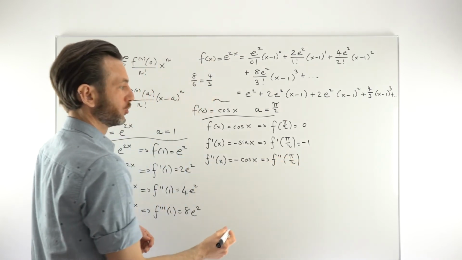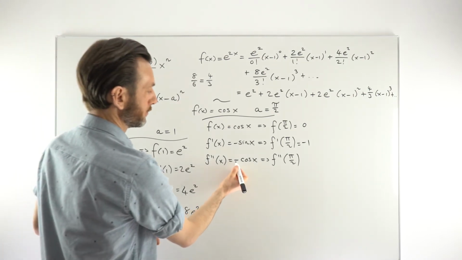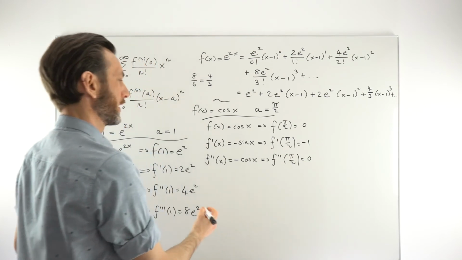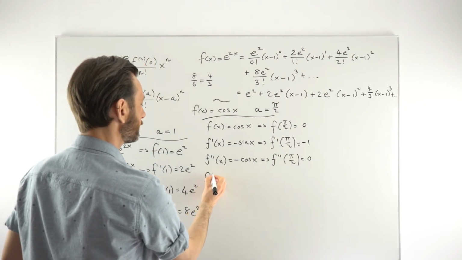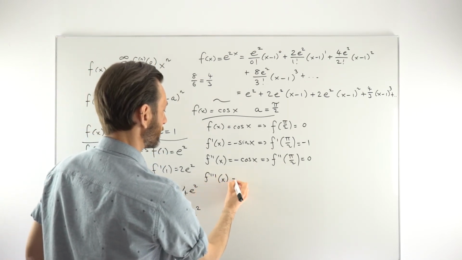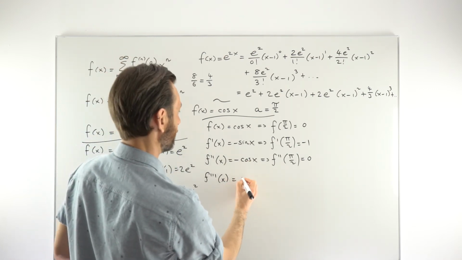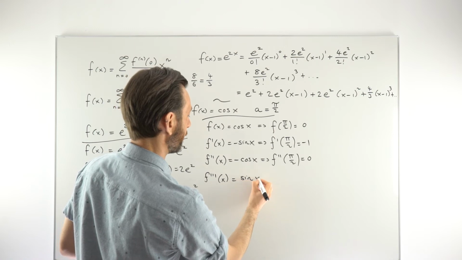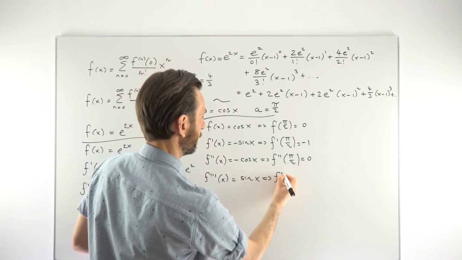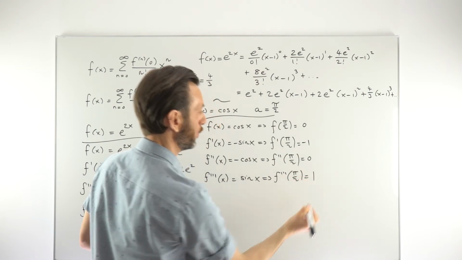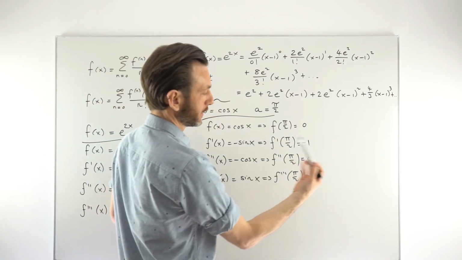Cosine of pi by 2 is 0, so it's minus 0, which is again 0. So you're going to get this 0 every second term for these. Okay, finally the third derivative. Cosine differentiates to negative sine, so it's going to be negative sine, taking you back to this positive sine, which implies that the third derivative evaluated at pi by 2, the sine of pi by 2, is 1. So you get these nice neat values.